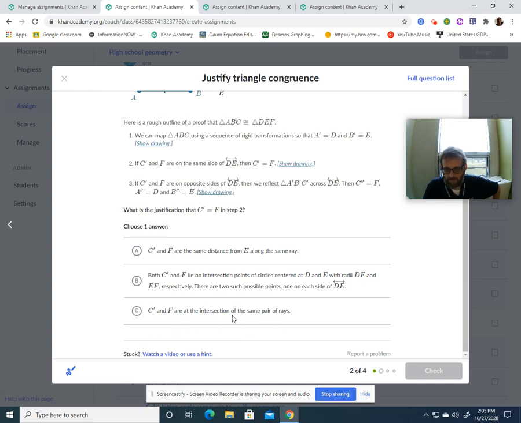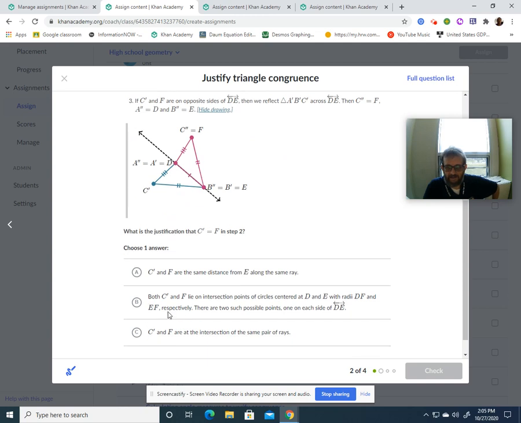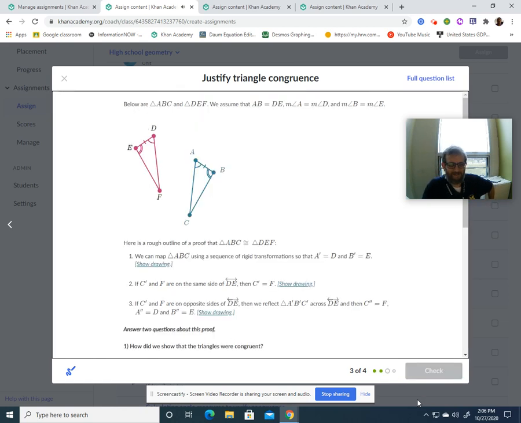Well, it's not the rays, when that was the last one. And it's not that they're the same distance along the same ray. It's actually, if you look at the picture, it's the idea of the circle. Okay, because if I drew a circle here, it would be the same radius. So that's actually the one here. And it's C and F lie on the intersection points of circles centered at D and E. Okay, that's the reason why, because you have a circle centered at D and a circle centered at E, and you draw the circles and they overlap. Again, that's probably the most confusing one. That's a hard one. It really is.